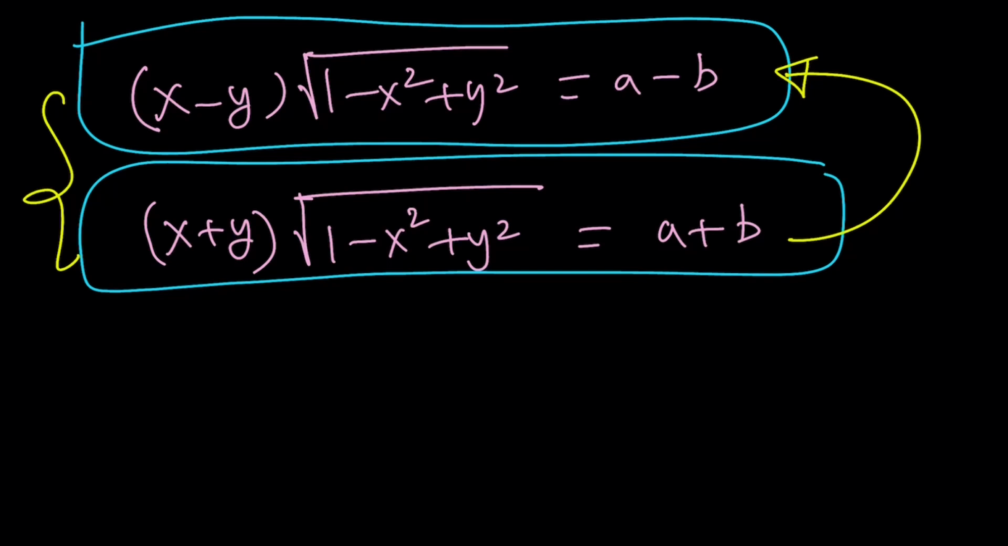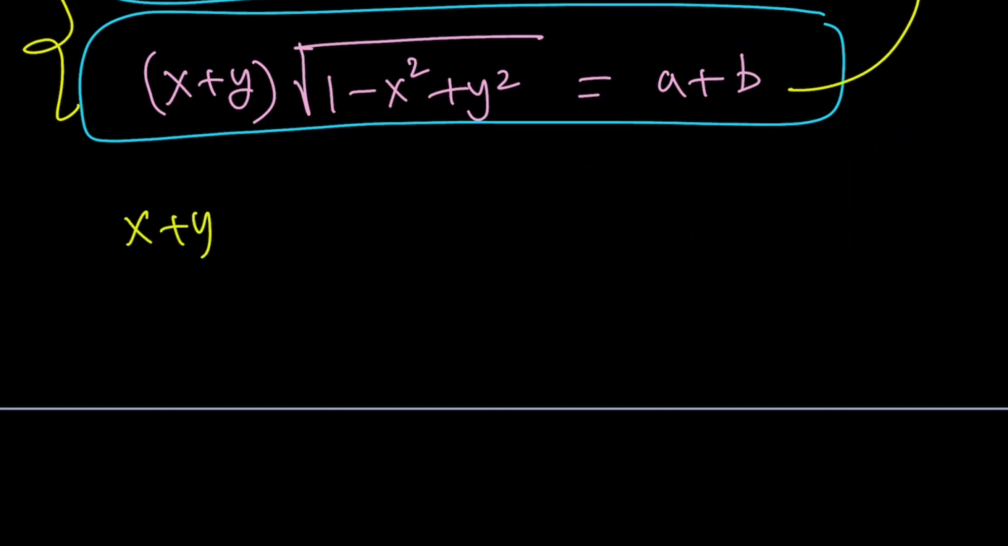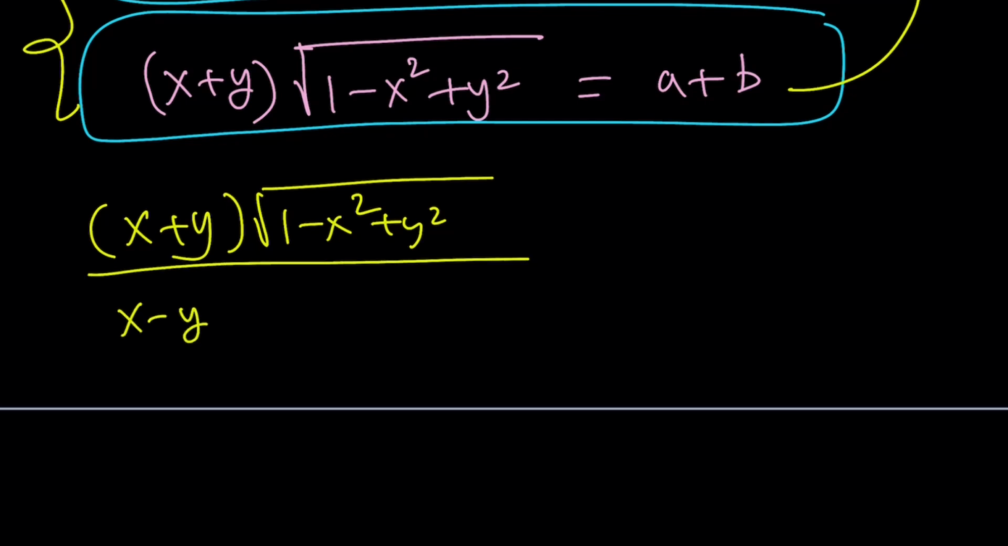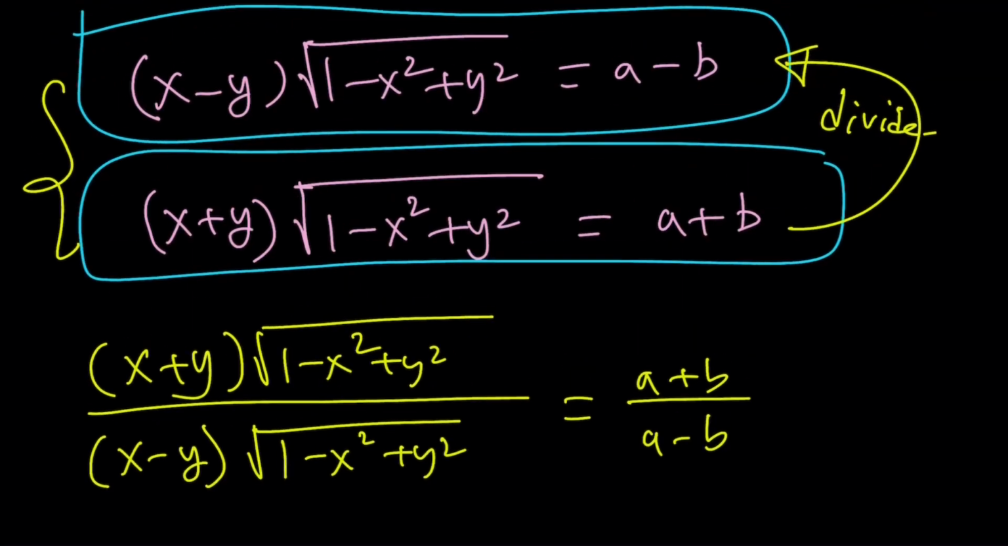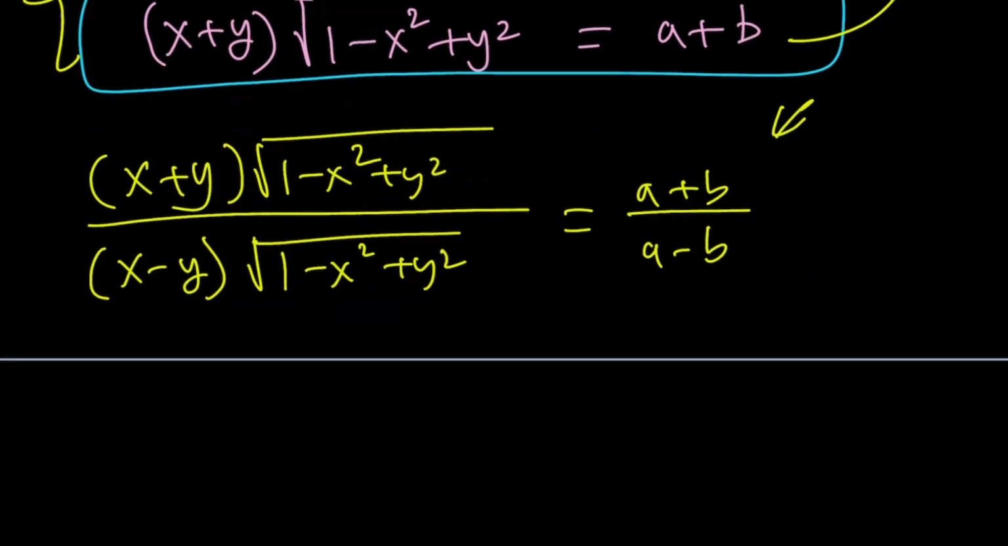So let's go ahead and divide these equations in that direction. It's going to look like this: (x plus y) times the square root of (1 minus x squared plus y squared), divided by (x minus y) times the square root of (1 minus x squared plus y squared), same thing, equals (a plus b) divided by (a minus b). You can also see what manipulations we did here. We added the equations, we subtracted the equations, now we're dividing them. Make sense? Okay, hopefully it does.